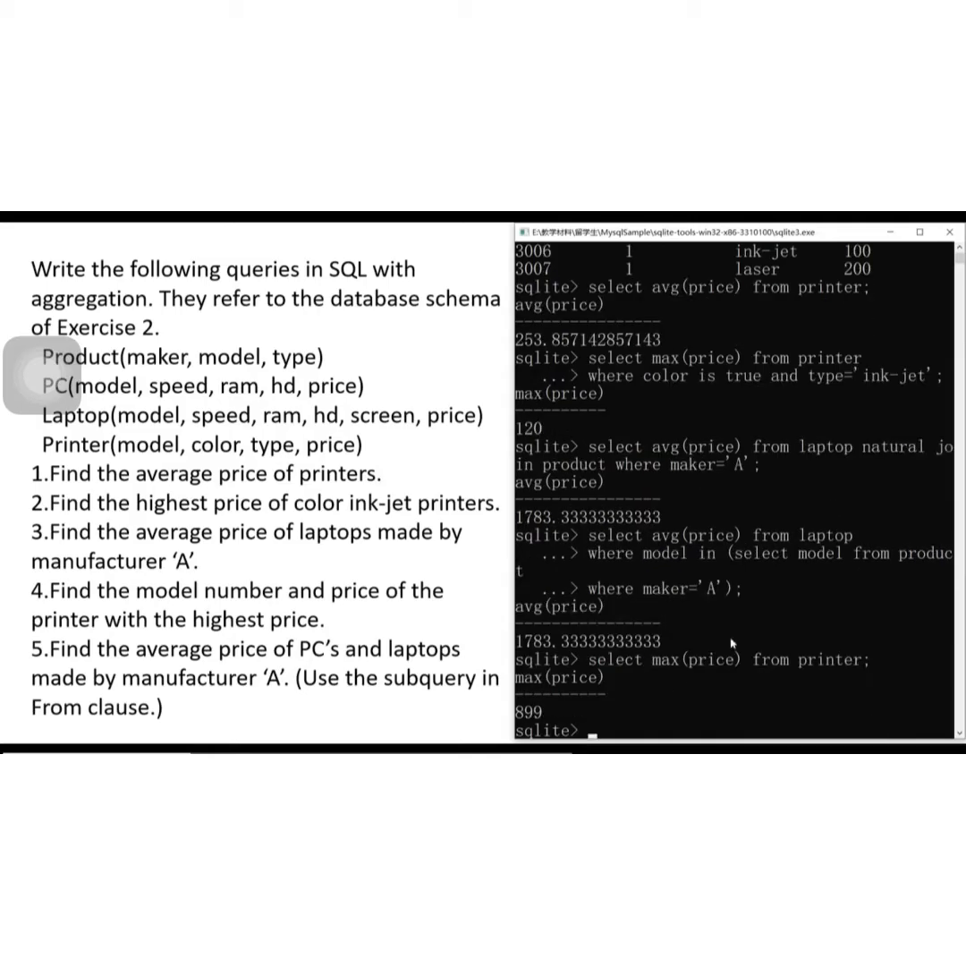Okay, from here we can find the max price of printer, the highest price of printer. And if the printer's price is this result, then the printer is the printer with the highest price. So we can use a subquery.